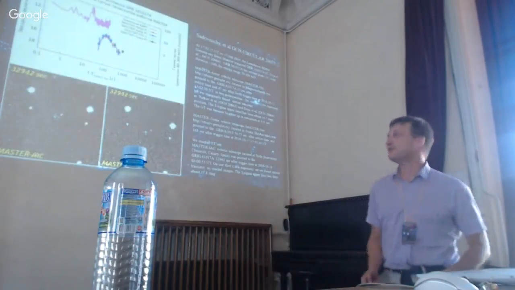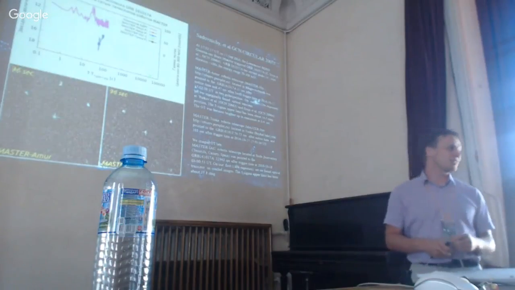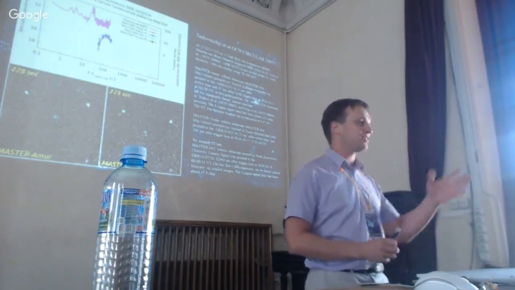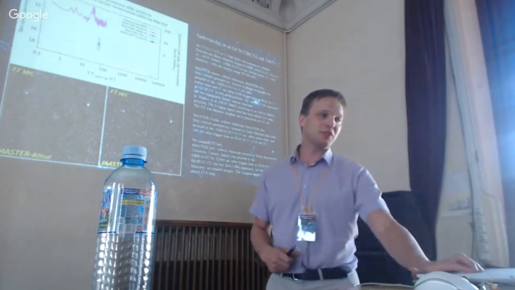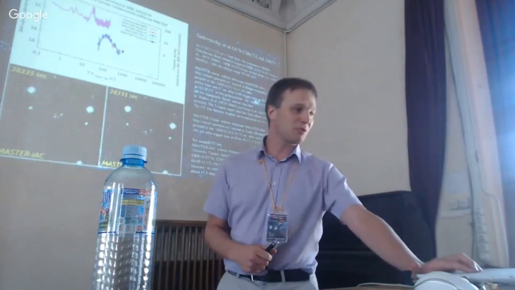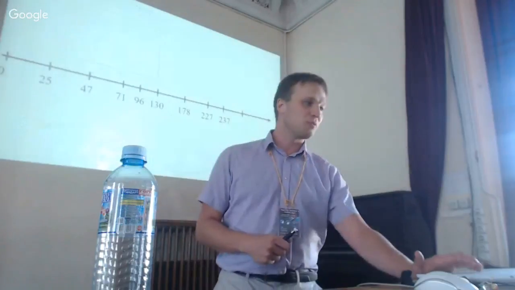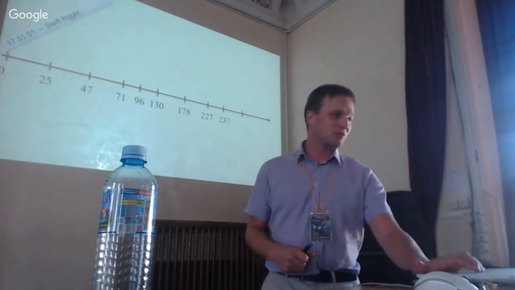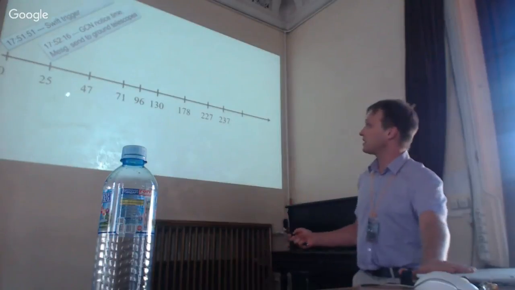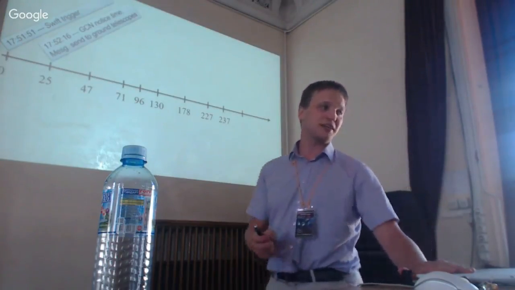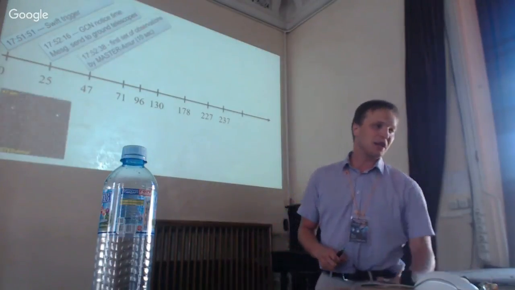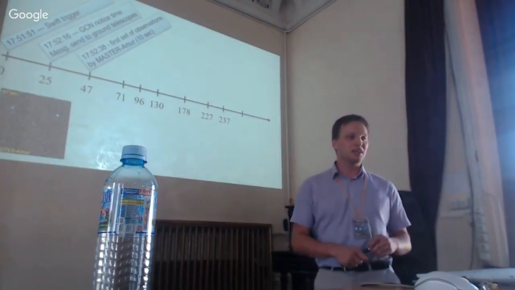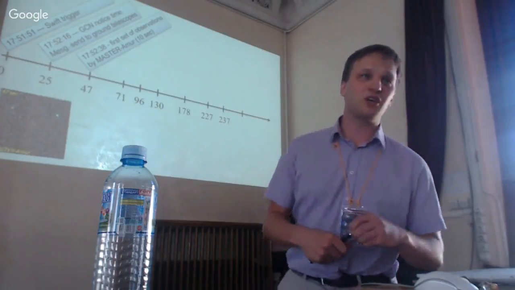This is GRB 161017, which was also discussed here, observed by MASTER and the Lomonosov satellite simultaneously. For these, our automatic scheme of GRB observations worked. You can see the time since the trigger of the burst. This was the trigger. After 25 seconds, the GCN signal was transmitted to the ground telescope. After another 20 seconds, MASTER in the Amur region, in Blagoveshchensk, reported and began observations.